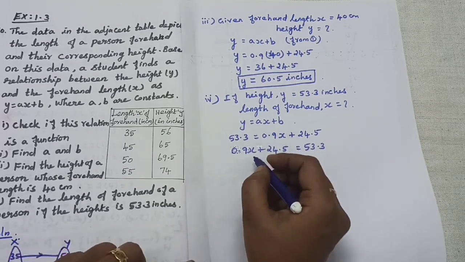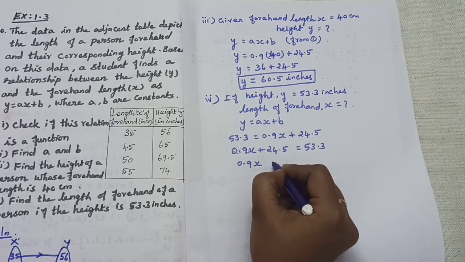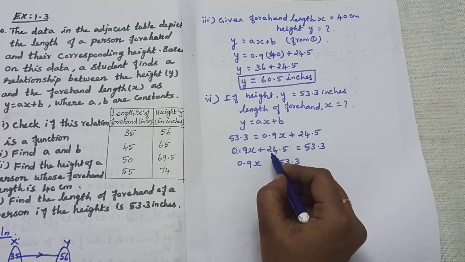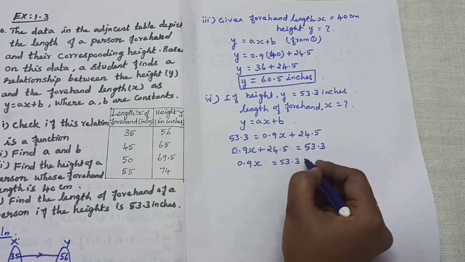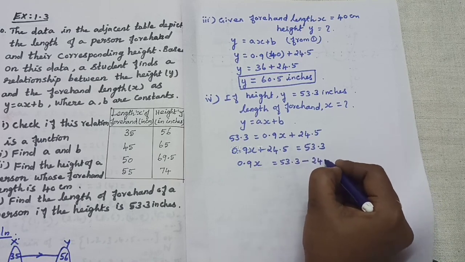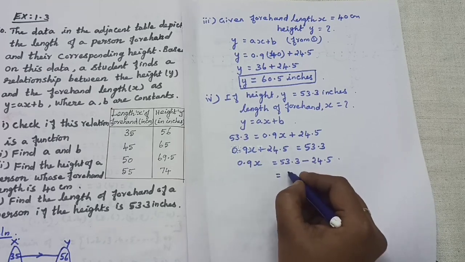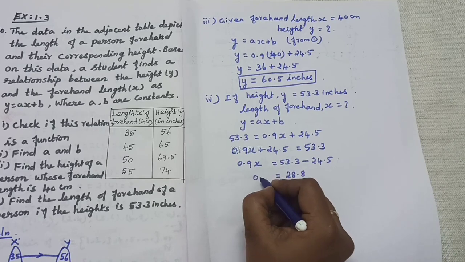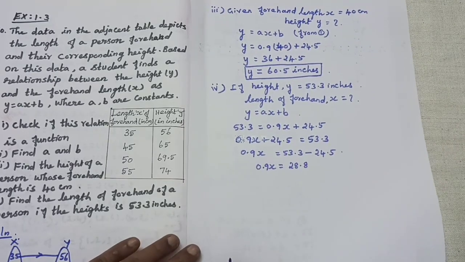From here, x value you want to find, isn't it? So 0.9x is equal to 53.3. This 24.5 we have to bring to the other side, and the sign will change. We have to subtract 24.5. 28.8 we will get. So 0.9x is equal to 28.8.